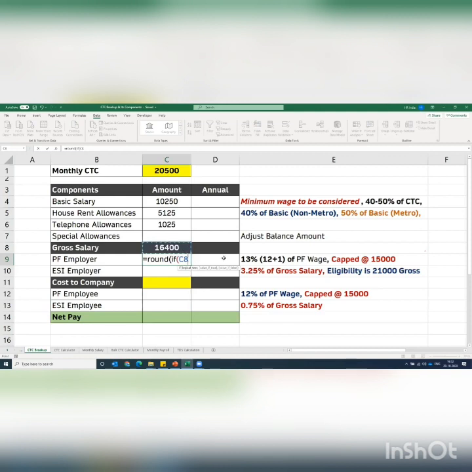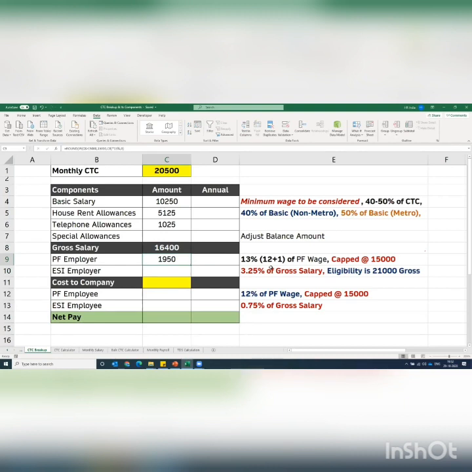So if the PF wage of the employee is more than 15,000, in that situation, I want to limit my contribution at maximum 15,000. But if it is less than or equal to rupees 15,000, in that situation, I want to calculate on his actual PF wages, bracket close, multiply with the rate of contribution, that is 13%. Since we have added ROUND in the beginning, we need to add the comma 0 also and close the bracket, press enter. We have calculated the PF for employer. Employer's contribution in PF we have calculated.